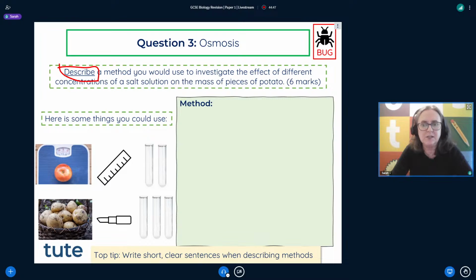And this is a major question. It's got 6 marks, but don't be put off by that. You just have to say 6 things, guys. That's all it's asking you in a nice, clear, concise way. They don't have to be big, super long sentences. They just have to be clear and concise.